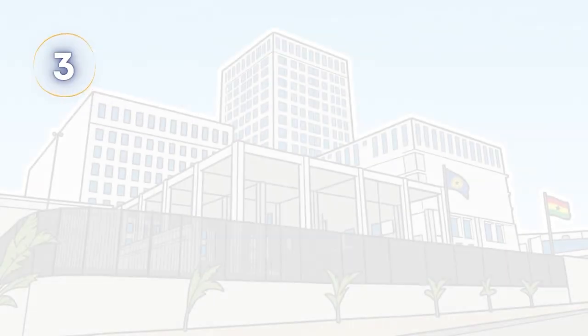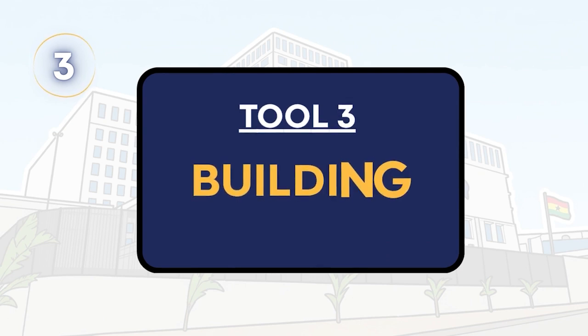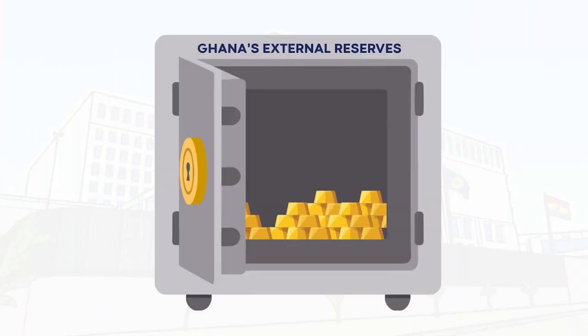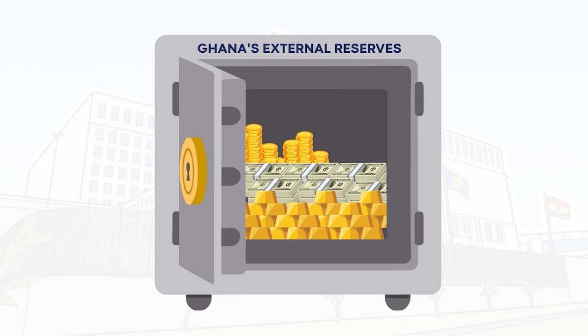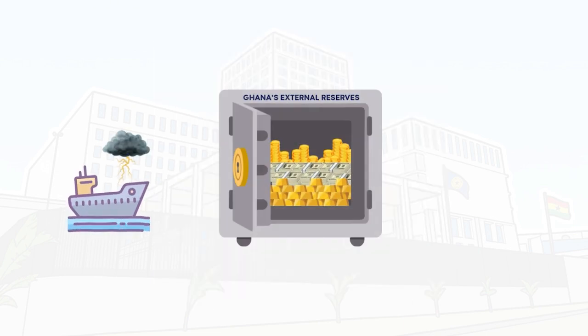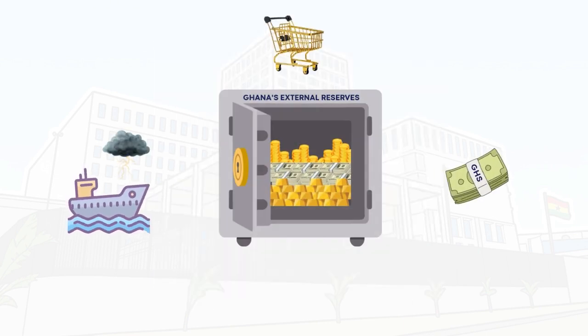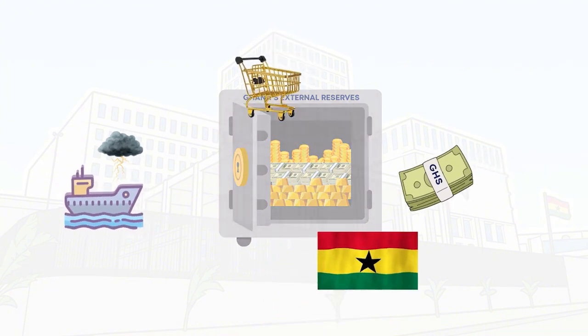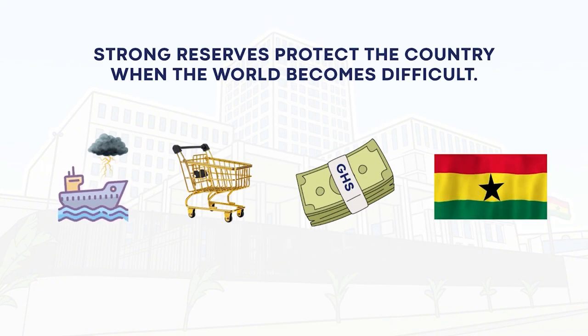The third activity is building the country's external reserves. Think of reserves as Ghana's national savings, held in foreign currencies and internationally recognized assets. They are the buffer that protects Ghana when global conditions deteriorate, when import prices spike, when the cedi comes under pressure, when foreign financing dries up. Strong reserves give the country room to respond without panic.